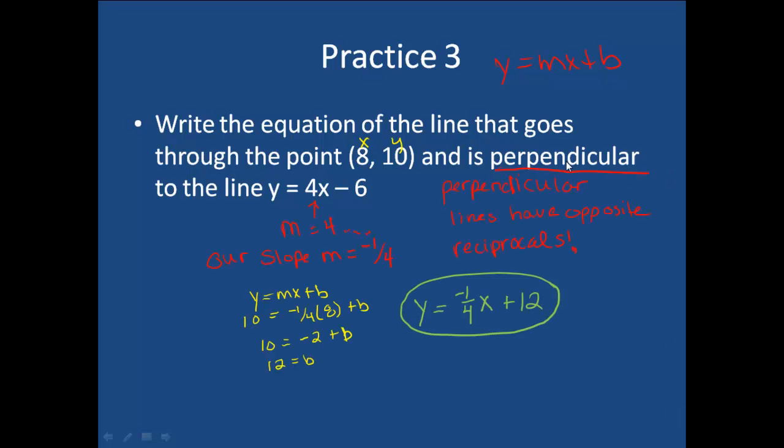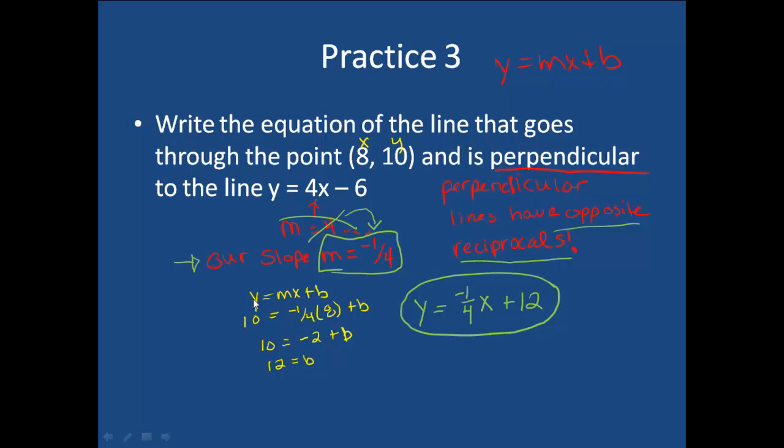This time you had to remember that perpendicular lines have the opposite reciprocals. Opposite meaning positive, negative, reciprocals meaning flipped fractions. So the line that we want to be perpendicular to has a slope of 4, which means our slope that we need is the opposite reciprocal. So we are only going to be using the slope of -1/4. We only use the 4 to find out what that slope is.